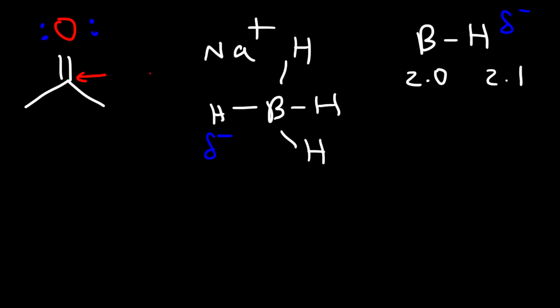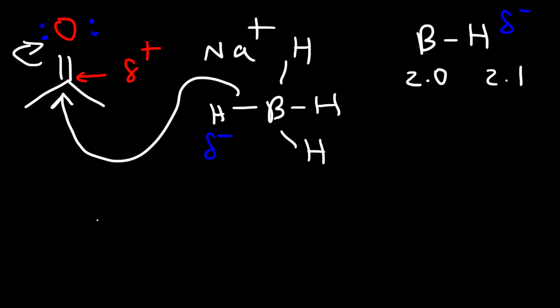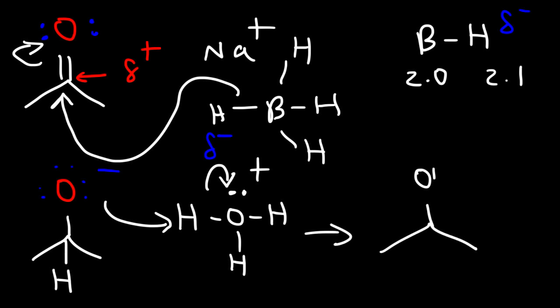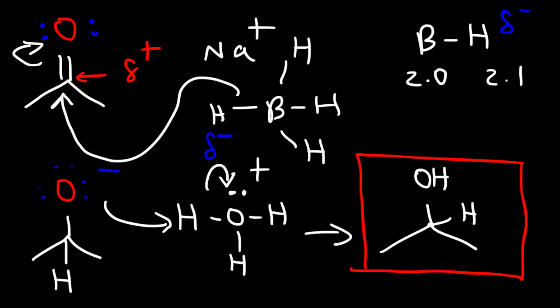Now, the carbon atom of the carbonyl group contains a partial positive charge. And so this hydride ion, or this hydrogen with a negative partial charge, is attracted to the carbonyl carbon, so it attacks it. And this is going to give us an alkoxide ion, which has 3 lone pairs and a negative charge. So far, we added a hydrogen to the carbonyl carbon. Now, in the second step, we react the alkoxide ion with H3O+. It's going to pick up a hydrogen and turn into a secondary alcohol. And so that is the mechanism for this reaction.